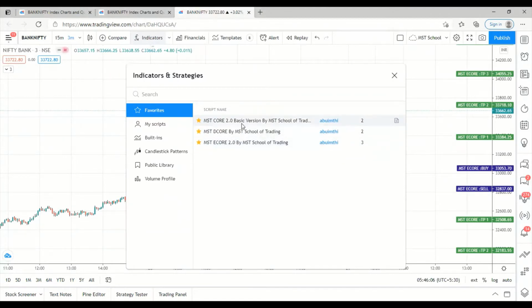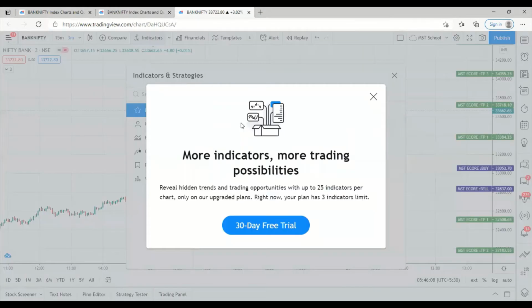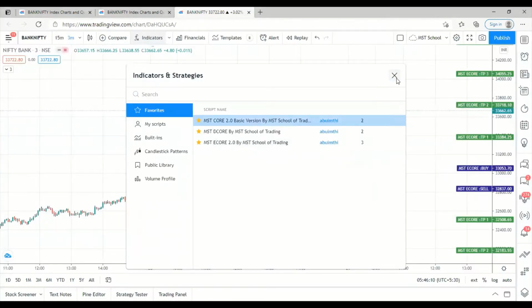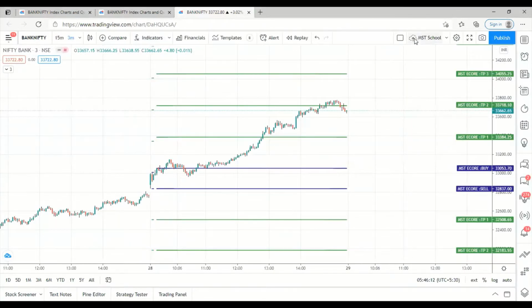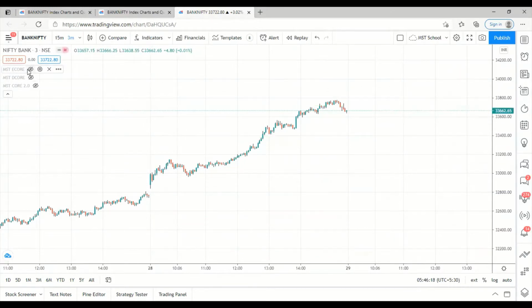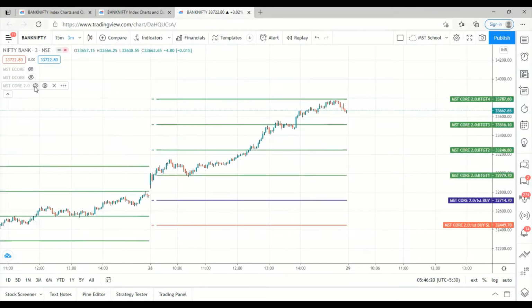So here in MST Core 2.0, this is mainly used for crude oil, but the same indicator can be used for all other purposes. This is the multi-purpose indicator. I will tell you one by one in what way we can make use of the indicator. So first we have to take the crude oil.